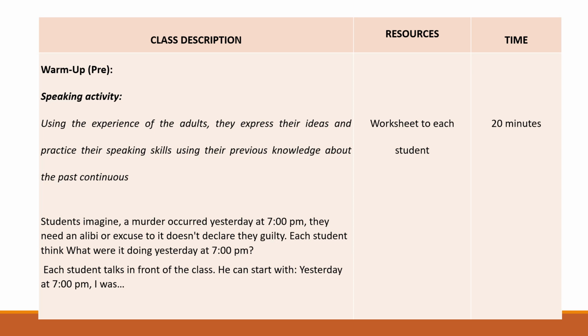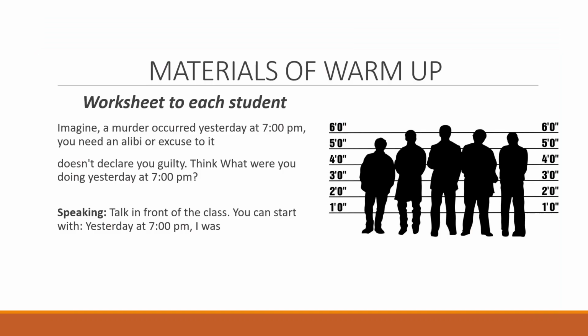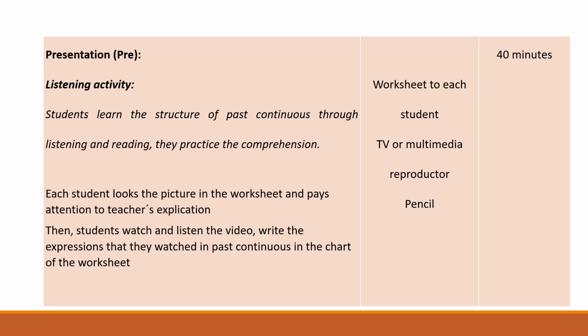So again, each adult student has a worksheet like this. That is the activity that they are going to look at and do. They are going to talk in front of the class about that question: What were you doing yesterday at 7 p.m.? So they can start, yesterday at 7 p.m. I was, and continue with the sentence.